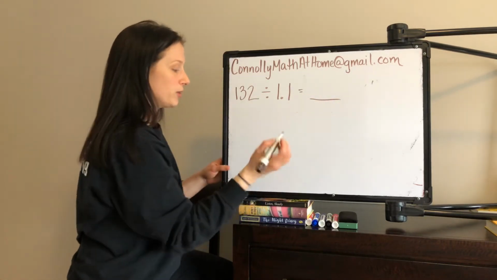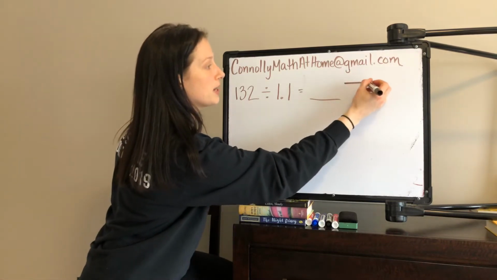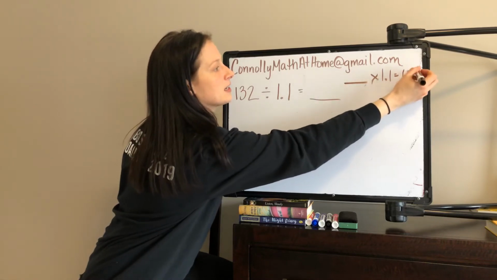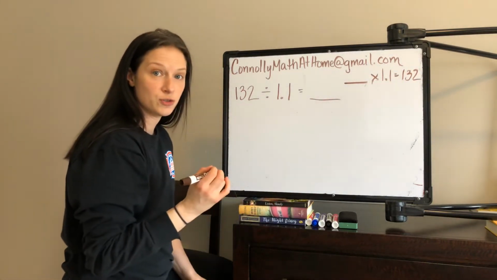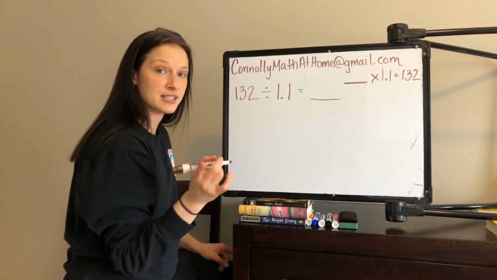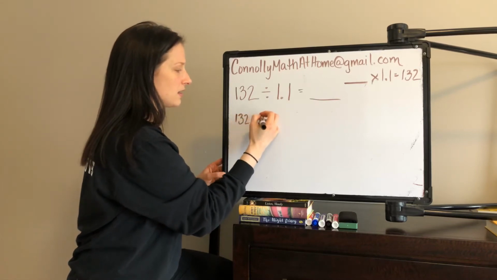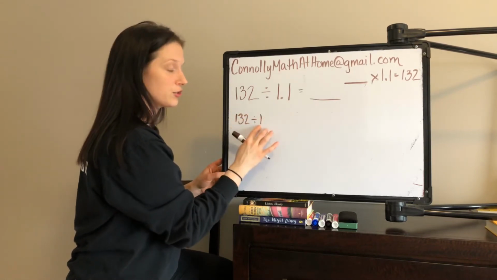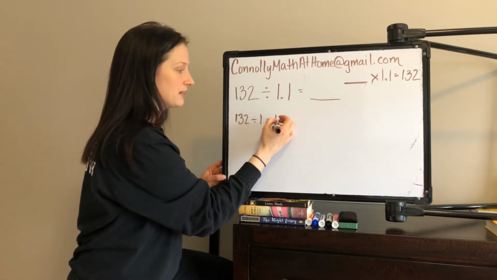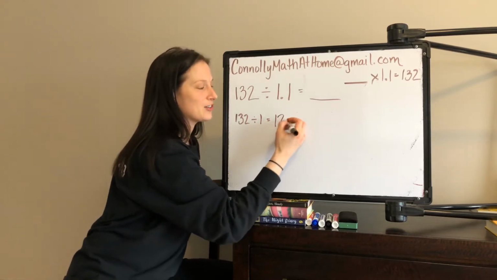Okay, so what are we thinking about with multiplication situation? We're thinking about how many groups of 1 1/10 does it take to go 132 miles? Okay? The other thing we need to think about is an estimate. I know that 1 1/10 is close to 1, so 132 divided by 1. So my estimate is going to be 132.